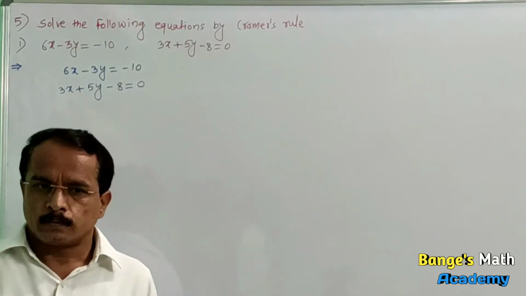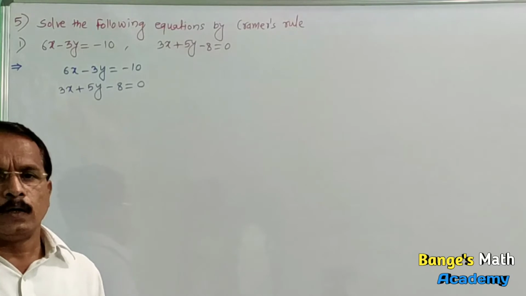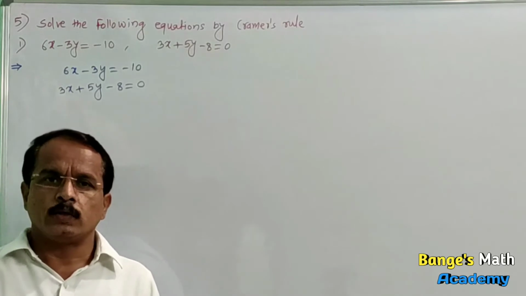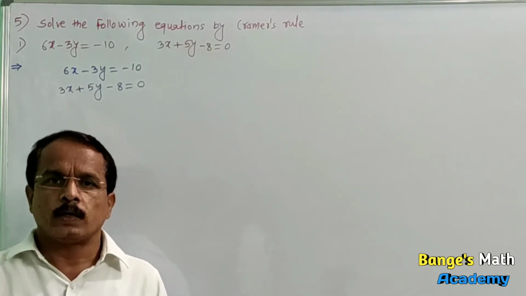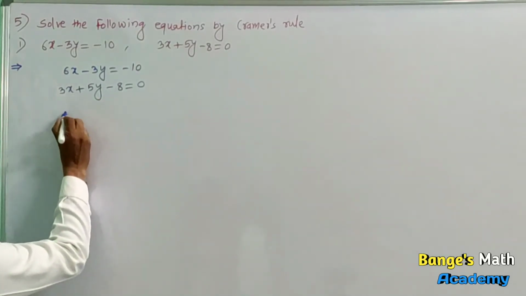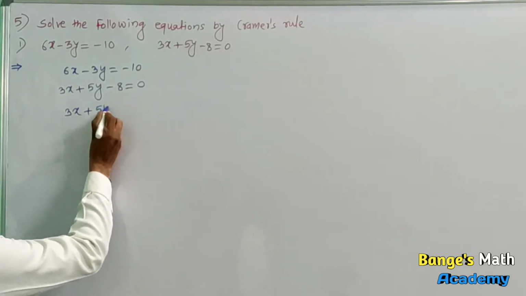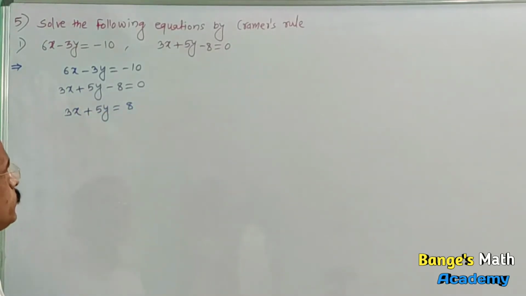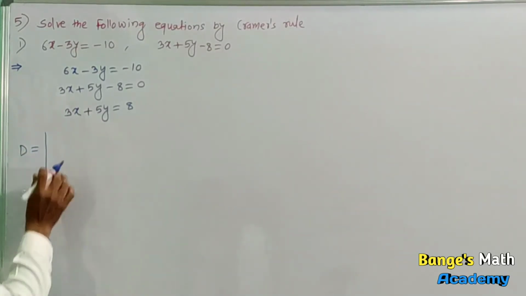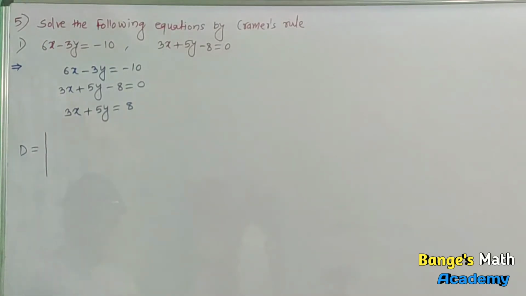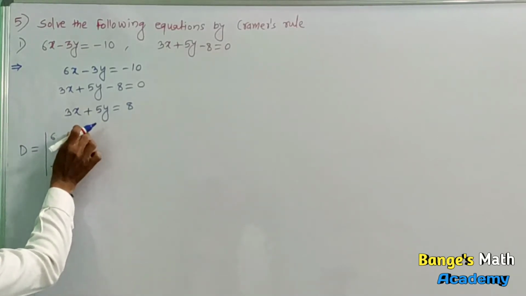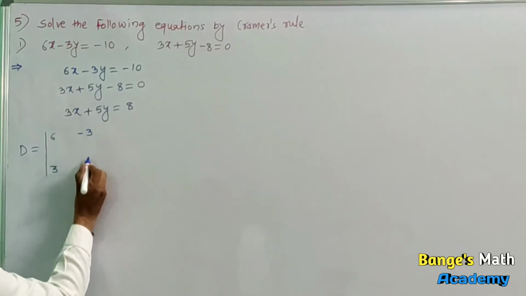To solve these equations by Cramer's rule, first of all, convert the given equations in general form: a1x plus b1y is equal to c1 and a2x plus b2y is equal to c2. So transfer minus 8 to the RHS. It becomes 3x plus 5y is equal to 8. Then find the value of d. In the first column, write down the coefficients of x: 6, 3. In the second column, write down the coefficients of y: minus 3, 5.